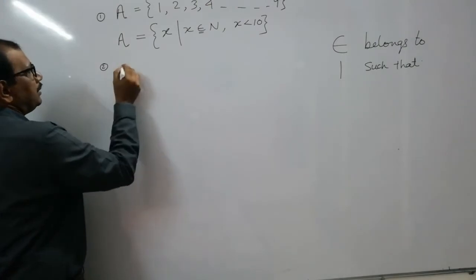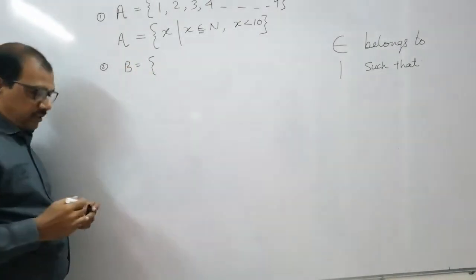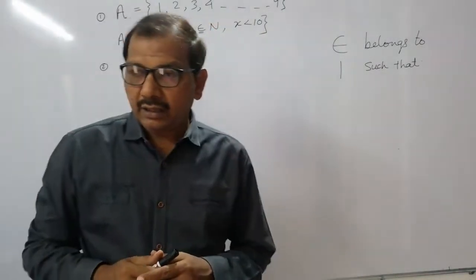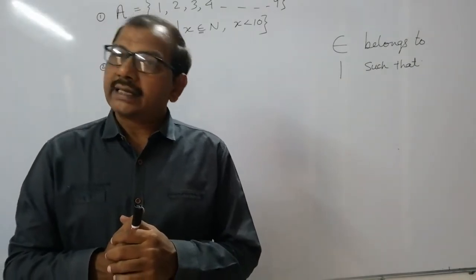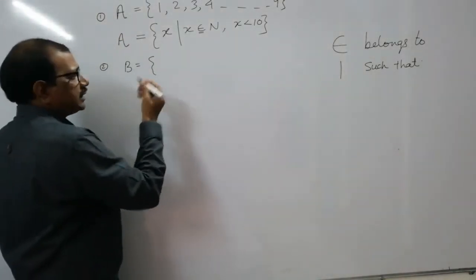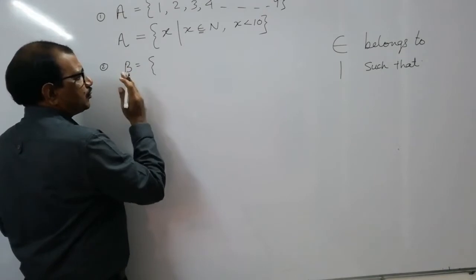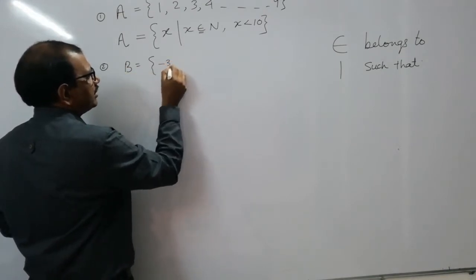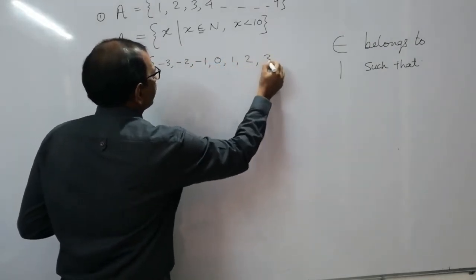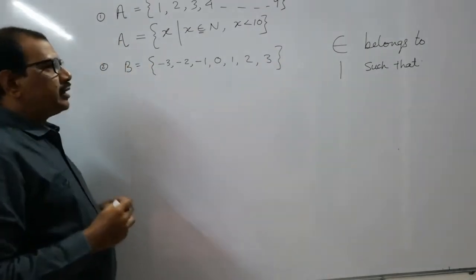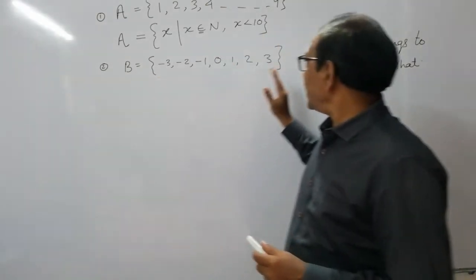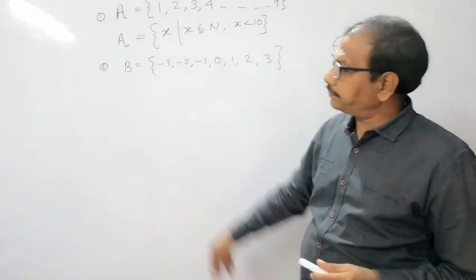Second example. B is a set of all integers greater than -4 and less than 4. Getting it? So in listing method, listing method is very easy. Integers greater than -4: -3, -2, -1, 0, 1, 2, 3. I'm not taking 4 or -4 because it is clearly said that integers greater than -4 and less than 4. So all these are alright.